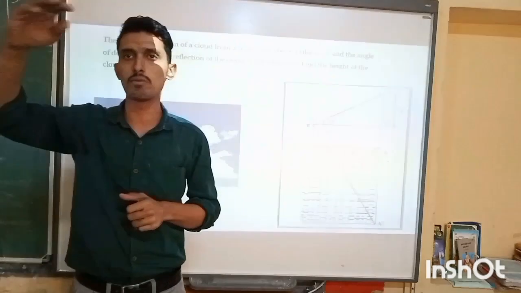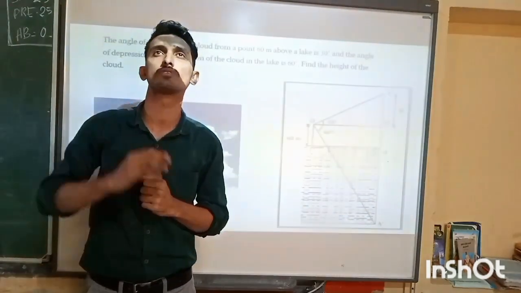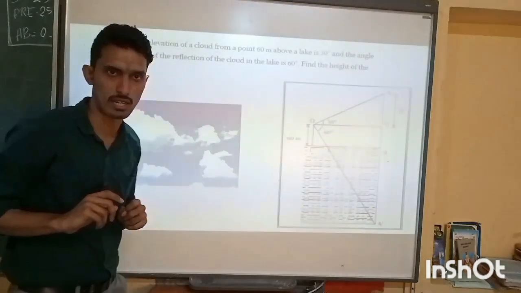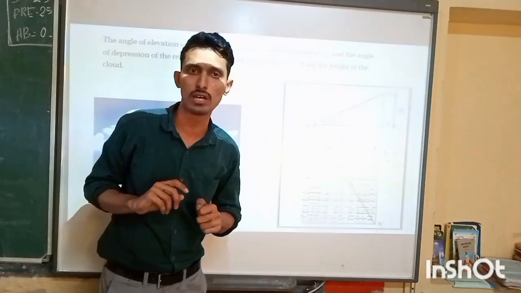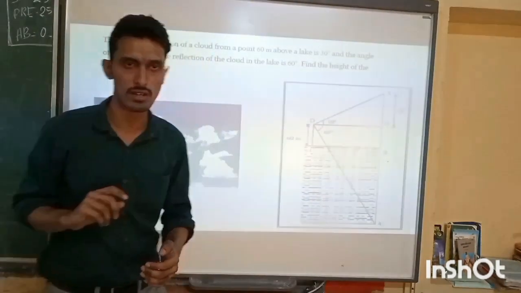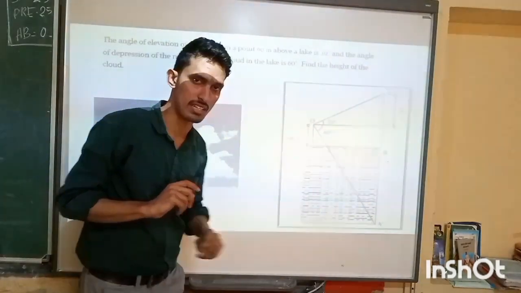So definitely the man will be standing like this. From this horizontal line, when the man observes the cloud, there will be an angle of elevation of 30 degrees. And the same man observes the reflection of the cloud, which is below the water level. That angle of depression is given separately, that is 60 degrees.